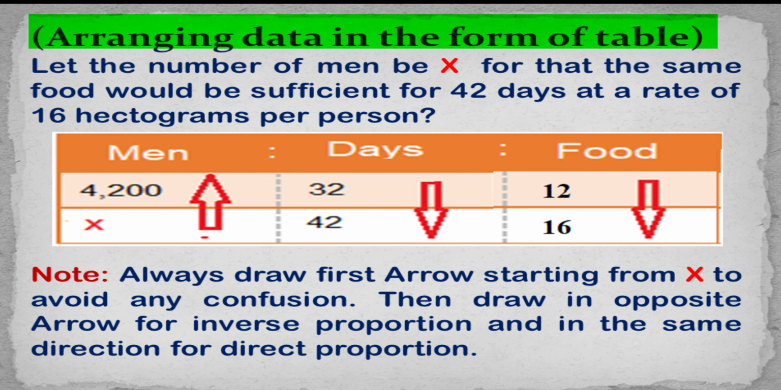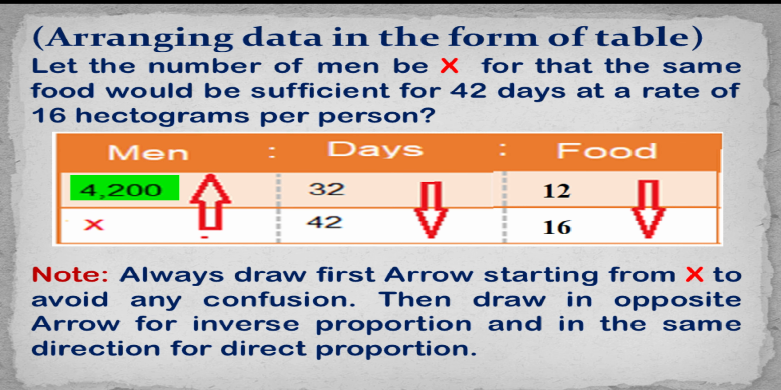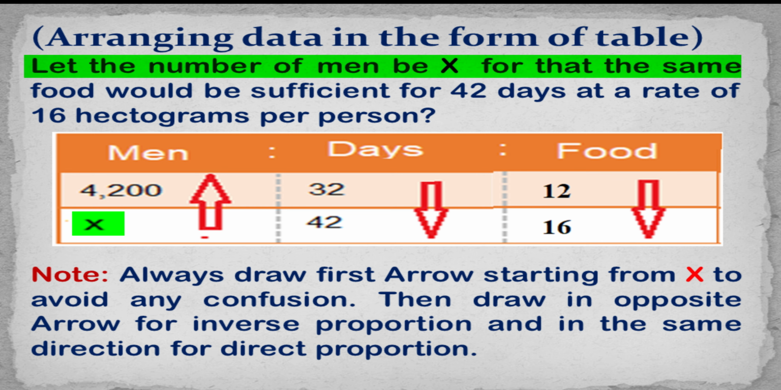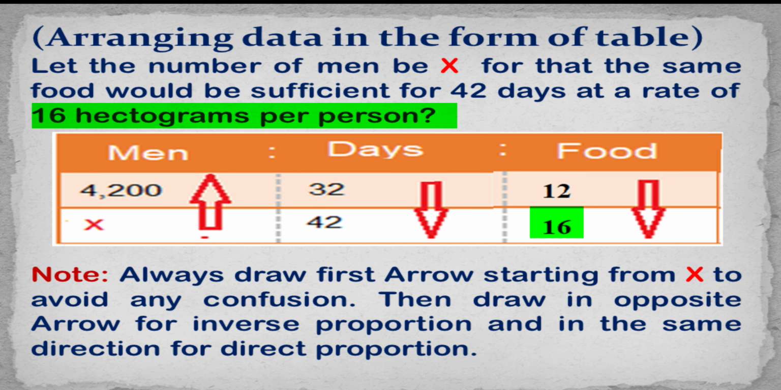In Step 3, arranging data in the form of a table. In the heading row we will write the 3 quantities: men, days, and food, then write their values according to given conditions. The first condition is that 4,200 men have sufficient food for 32 days at a rate of 12 hectograms per person. Second condition: let the number of men be x so that the same food would be sufficient for 42 days at a rate of 16 hectograms per person.